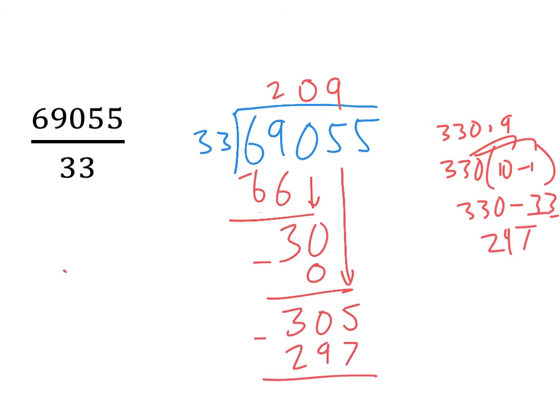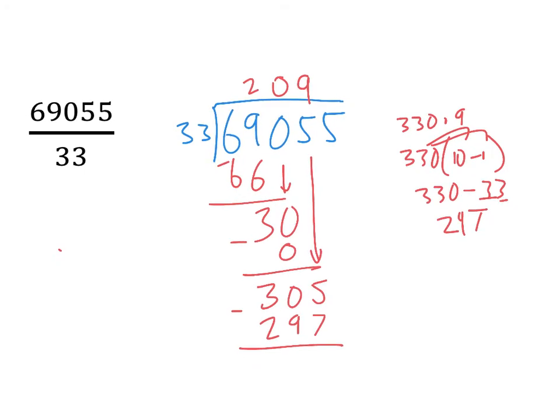So we're using all of our tools here. Subtract, we'll just count up. How far is it from 297 up to 305? Well, it's 3 and 5. That makes 8. Okay. And we're almost there.